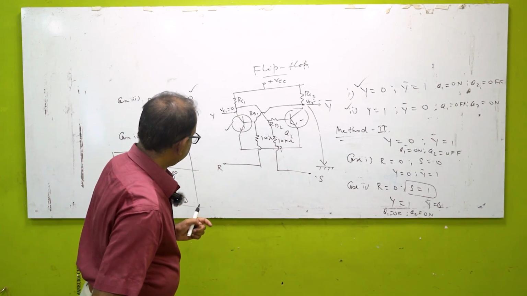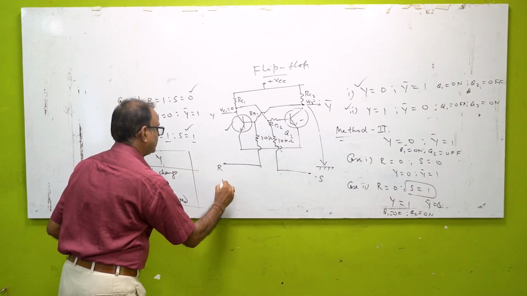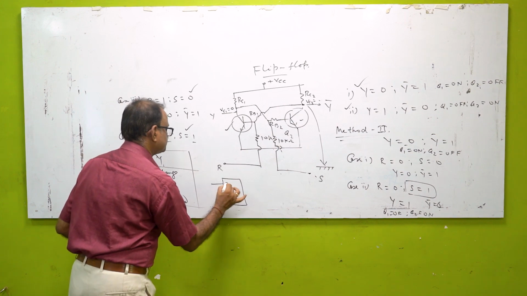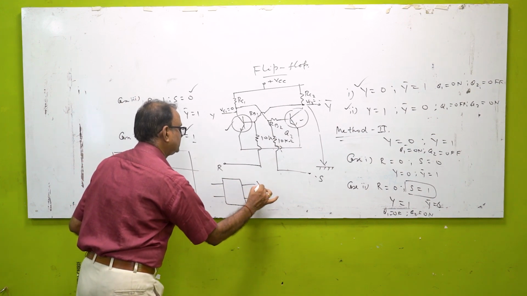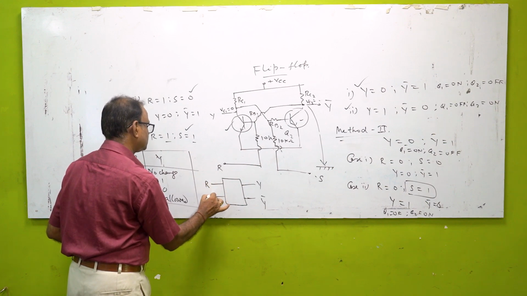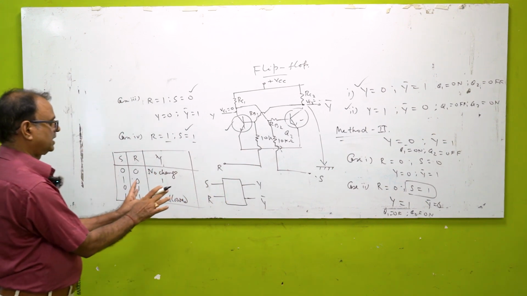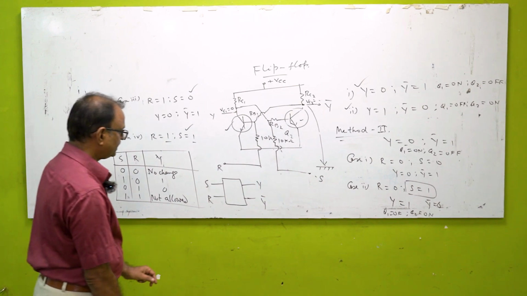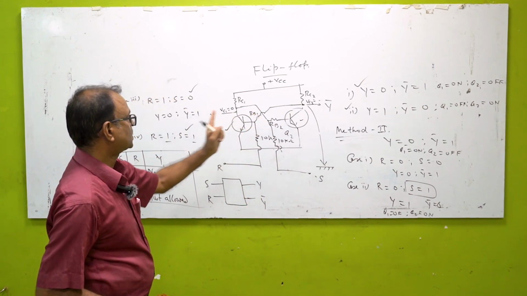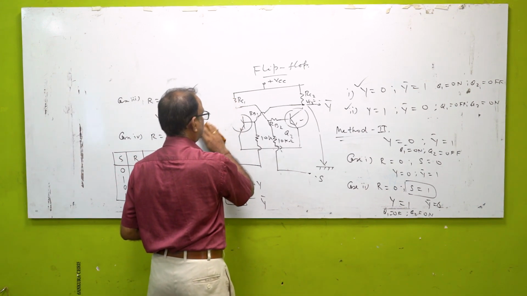So let me now see what is the block diagram of this flip-flop. Next time onwards, I will be making use of this circuit as a block diagram. This is Y, this is Y bar, these are the two outputs. This is input S and this is input R. So this is the block diagram of the flip-flop. Now let us see, in the context of this flip-flop, what is a clocked RS flip-flop.